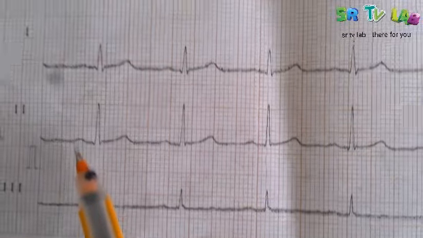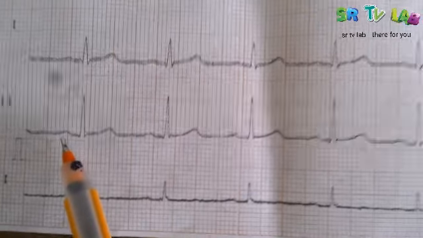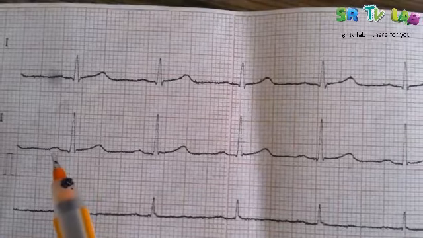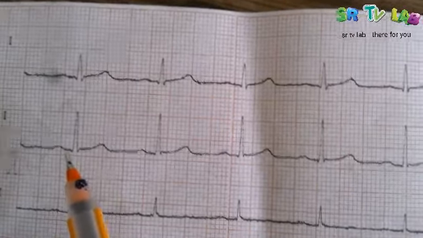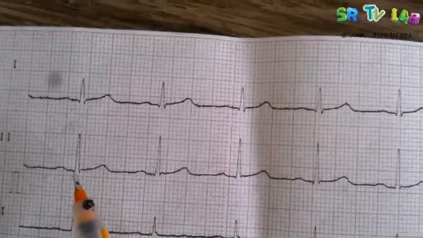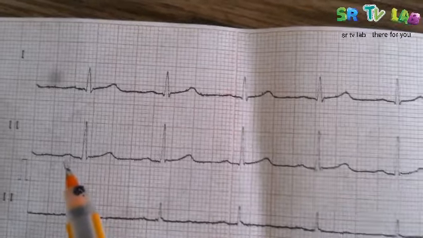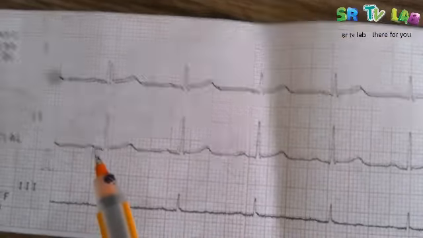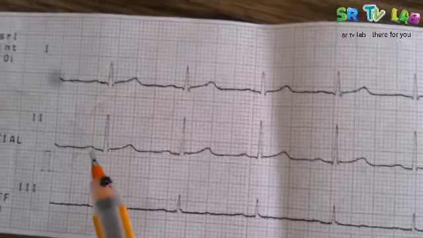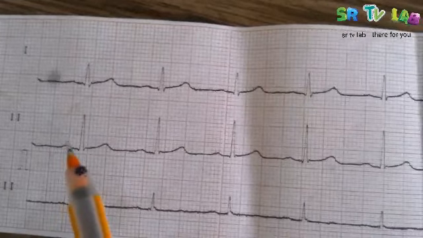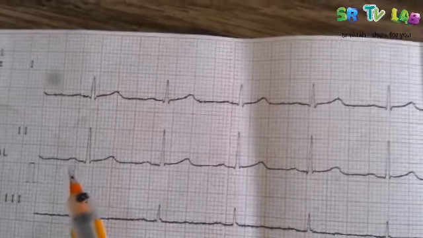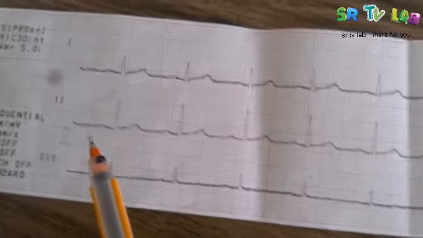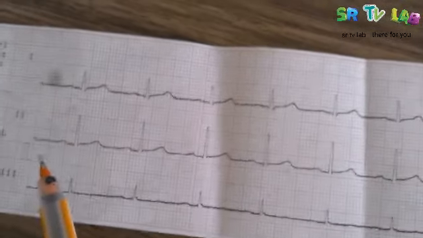Okay, this is very clear now. Here we have 1, 2, 3, 4, 5. Well done. We have 5 small squares for PR interval, which means this is in a normal range. The duration here is 0.20. Good. Now let's go to QRS interval.